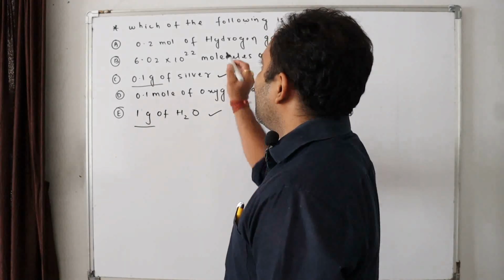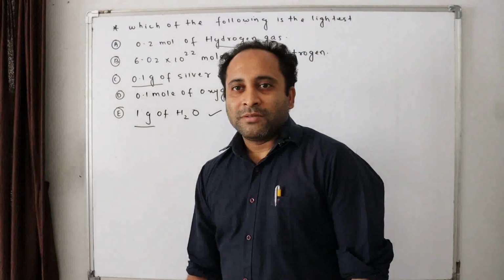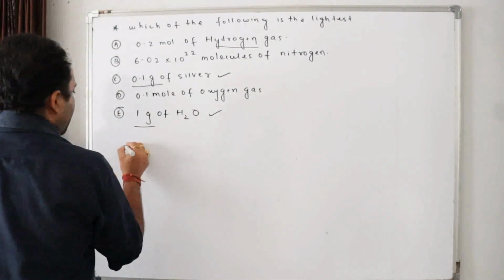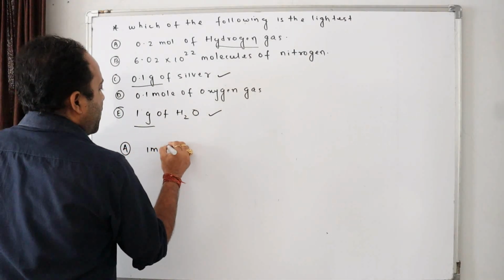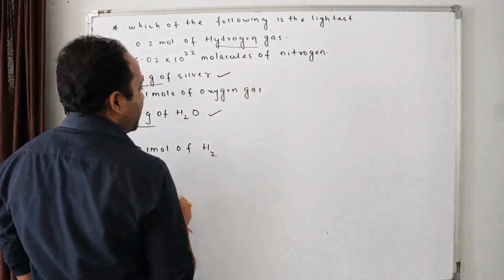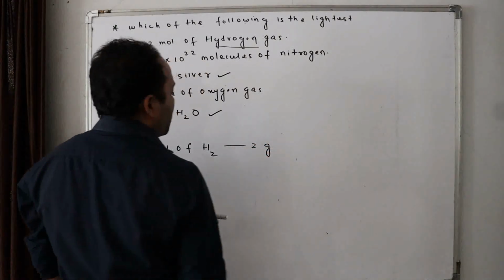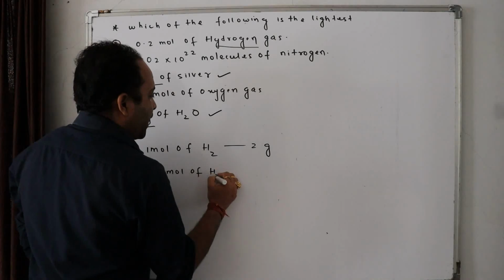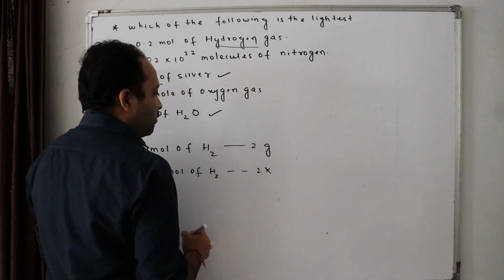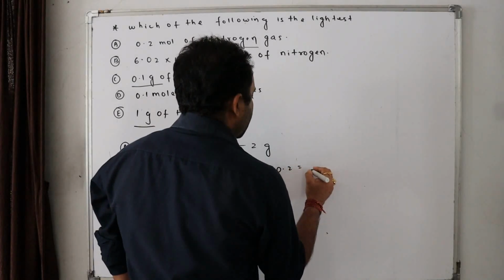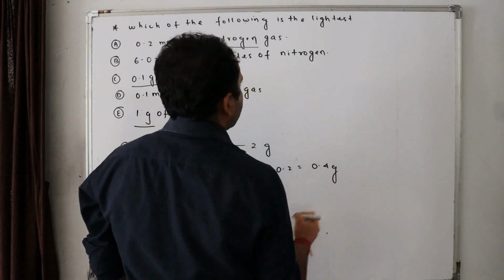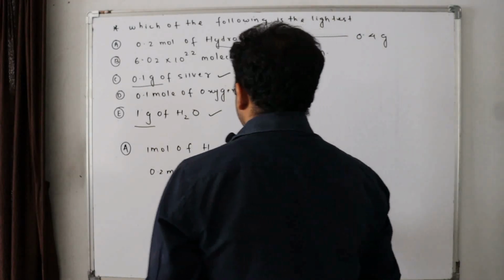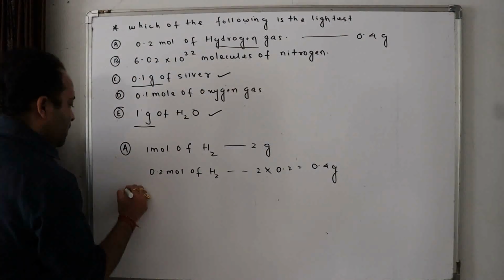0.2 mole of hydrogen gas. See, how does hydrogen gas exist? In molecule form, isn't it? What is the molar mass of hydrogen? 2 grams. So for A, 1 mole of hydrogen is 2 grams molar mass, isn't it? So 0.2 mole of hydrogen is 2 into 0.2, that is 0.4 gram. That means 0.2 mole of hydrogen gas is 0.4 gram.